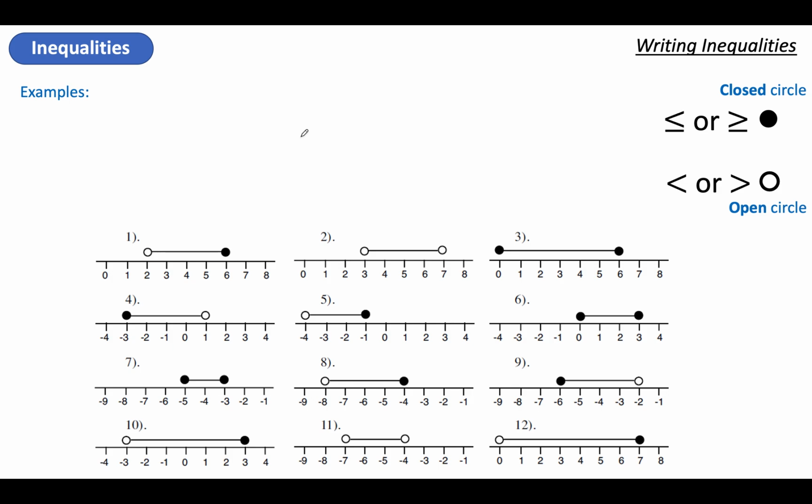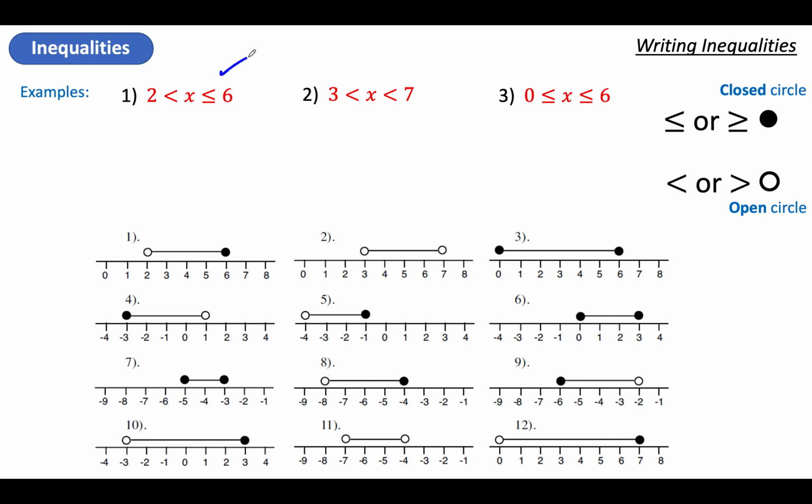So unpause, the first one is x is bigger than 2 but less than or equal to 6. Okay, be careful with the circles. If you're finding you get the first couple of these wrong, I'd pause the video again and go back and just have another double check. Number 2, x is bigger than 3 and less than 7, anywhere between those two. Next one, x is bigger than or equal to 0 but less than or equal to 6.